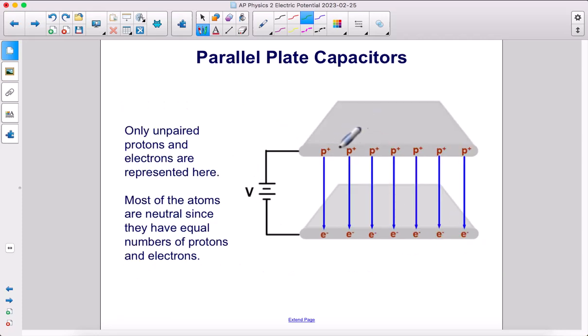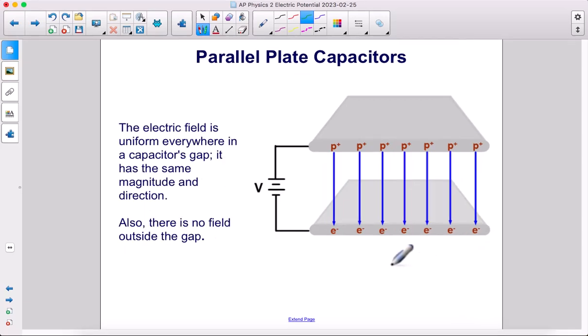Only unpaired protons and electrons are represented here. Most of the atoms are neutral, since they have equal numbers of protons and electrons. The electric field is uniform everywhere in a capacitor's gap. It has the same magnitude and direction. In this case, the electric field points straight down. Also, there's no field outside the gap, so there's no field outside the capacitor.